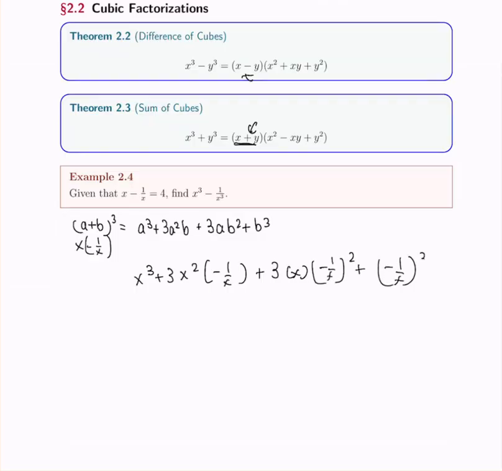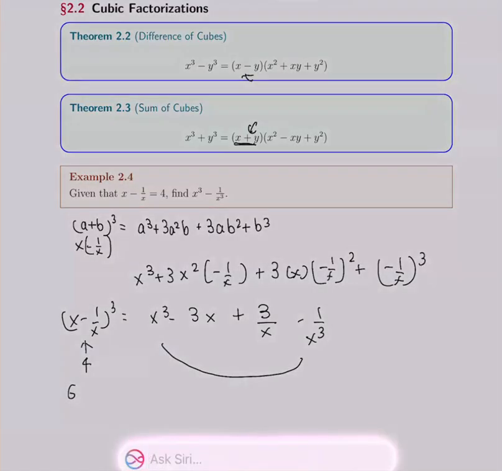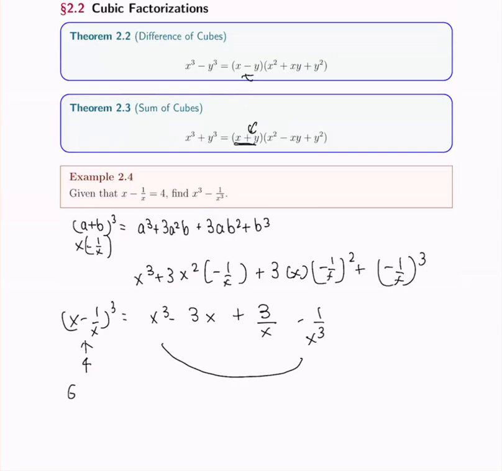Okay, and now if we multiply out, we have x cubed minus 3x plus 3 over x minus 1 over x cubed. Notice that these two are exactly the terms that we want. We got this by having x minus 1 over x, cubed, is equal to this. And we know that x minus 1 over x is 4, so this is going to be 64.